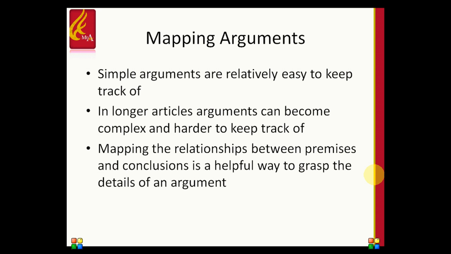Okay. So simple arguments are relatively easy to keep track of when you just have a few sentences, right? It's easy to see what the conclusion is, what the premise is, and what the relationship between them is. However, in longer articles, complex arguments can be harder to keep track of. So what I'm going to suggest is that you actually map out the relationships between premises and conclusions, and that's really going to help you come to terms with what the argument is, what the important aspects of the argument are, and what the supporting relationships are.